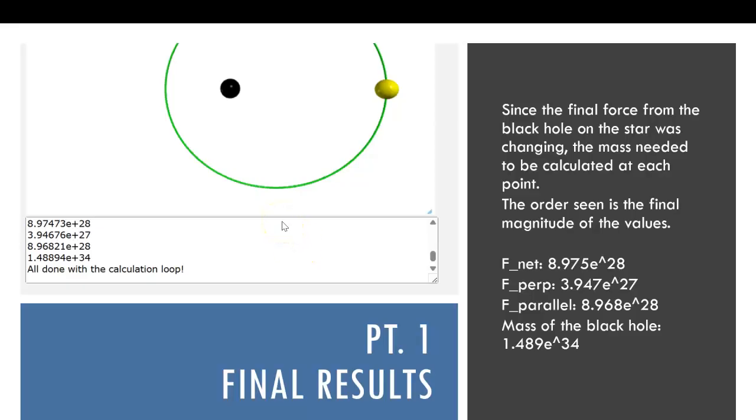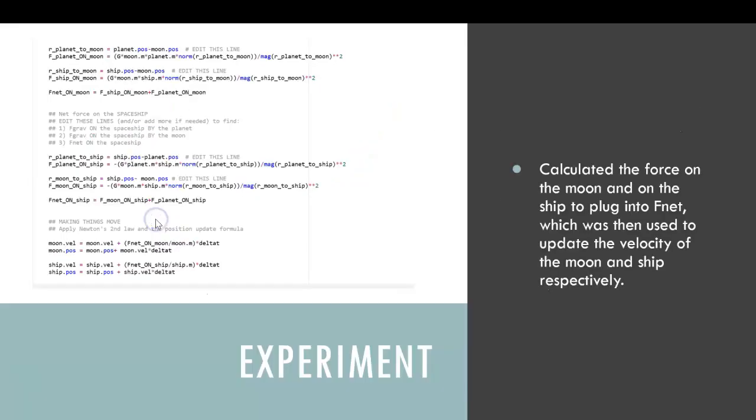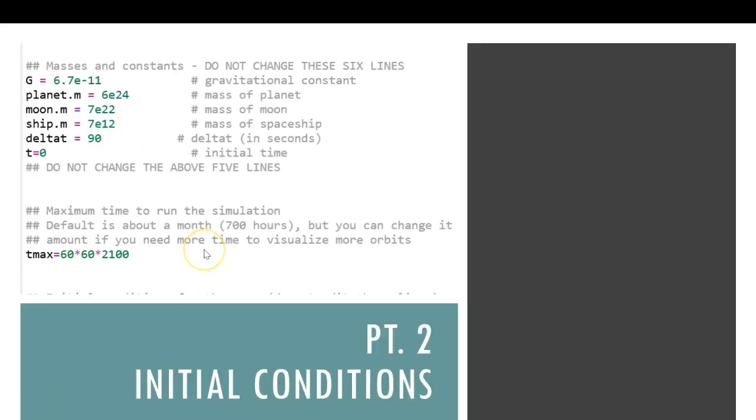So the final results show these values for F net, F parallel, and the mass of the black hole. These were the final values, but they stayed within the range of 1.48 for the mass, times 10 to the 34th. And the initial conditions for part 2 include the gravitational constant again, the mass of the planet, the mass of the moon, the mass of the ship, the change in time in seconds, which was 90 seconds, and the time 0, which is the initial time, and the T max, which I changed from 700 to 2001 because 700 only made it 1/3 of the way through the actual orbit.